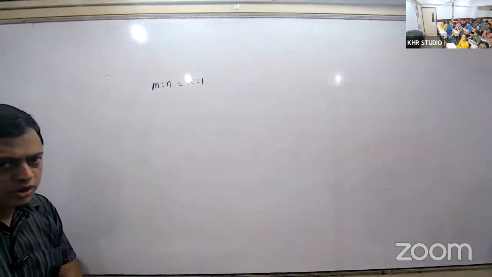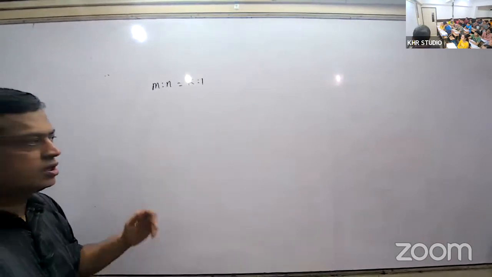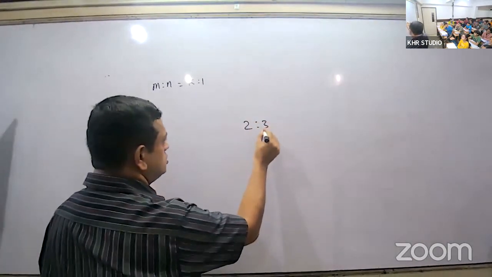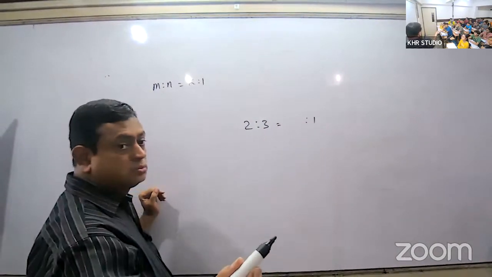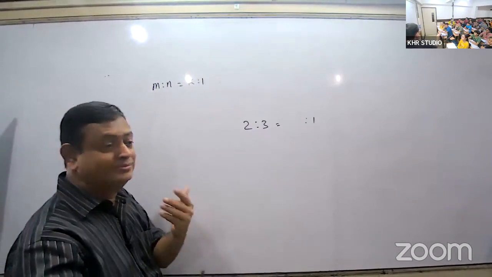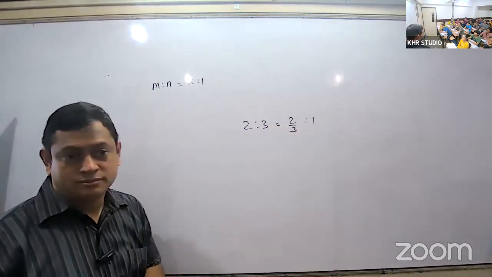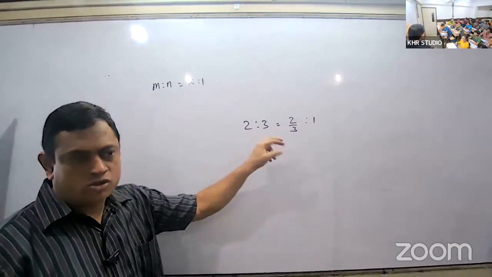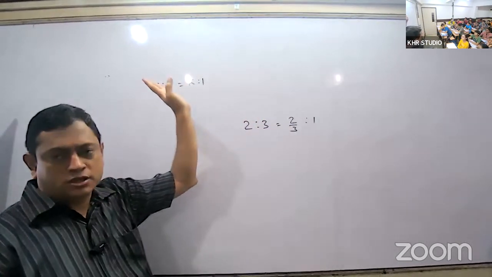Can you take m is to n as k is to 1? Listen, 2 is to 3. Can you make something is to 1? 2 by 3 is to 1. So k will come as 2 by 3, and then the ratio automatically follows. Understood or not?